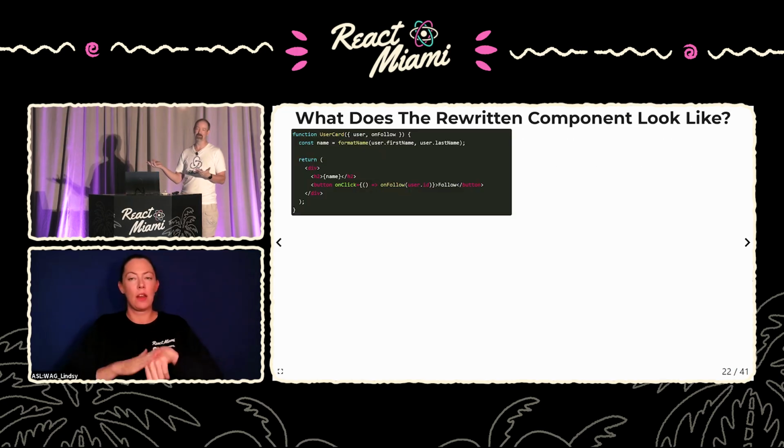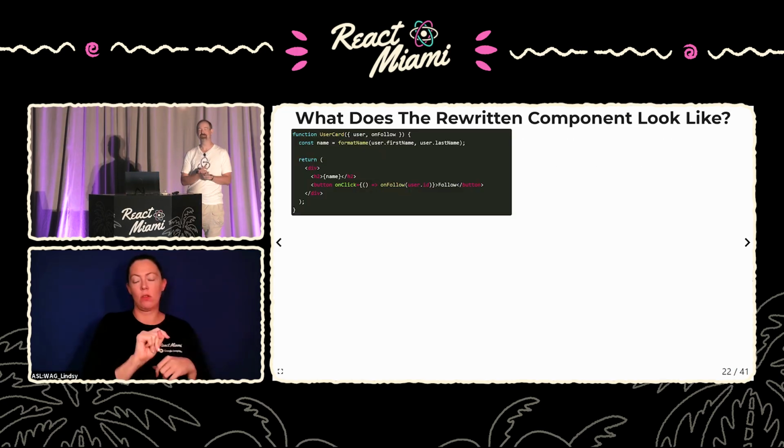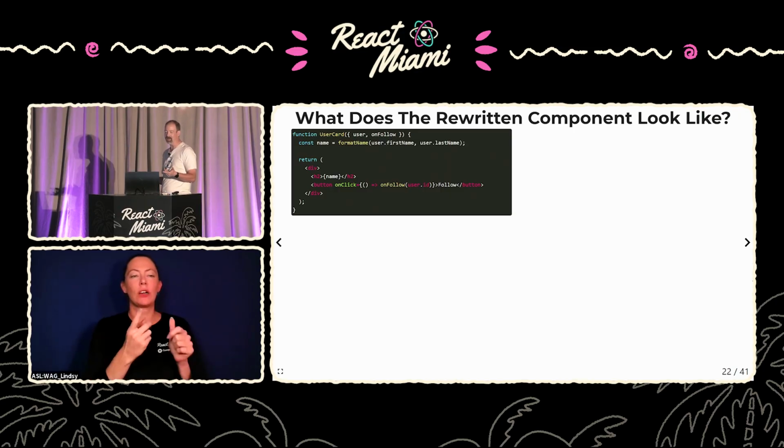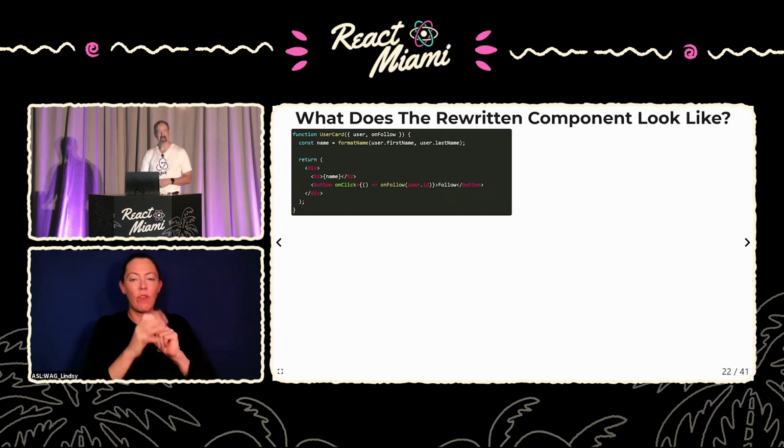So what does this look like in practice? Here we have a very simple user card component. We've got a user coming in and an onFollow handler. We format the name. We have a click function. This is all very, very typical. So what does this look like when we run it through the compiler?